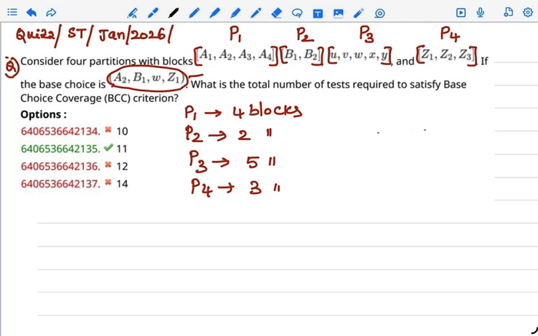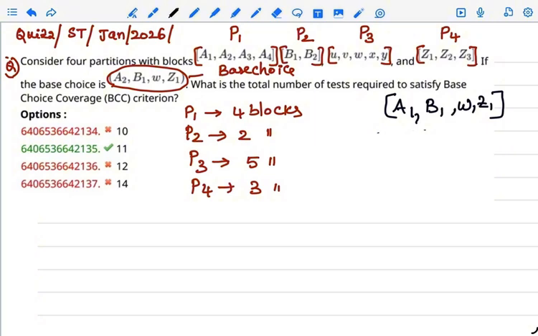This one is the base choice, that is the base test. According to this base choice test, we generate the additional test cases required for all other non-base choices. So here it is A1, B1, W and Z1. This is the base choice.